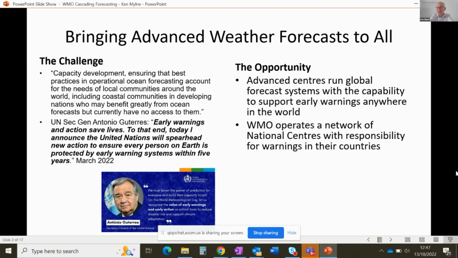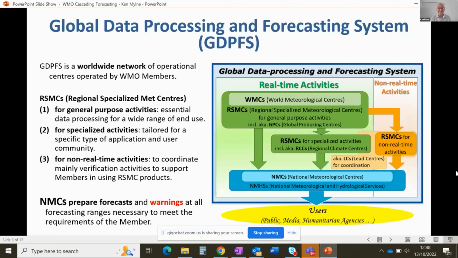The opportunity that we have to address that is that advanced centers, the big national Met services around the world, run global forecast systems with the capability to support early warnings anywhere in the world. And WMO operates a network of national centers, in other words, the national meteorological centres, with responsibility for warnings in their countries. So it's bringing those two together to try and provide a service everywhere. Now, this is done under what we call the Global Data Processing and Forecasting System, which is essentially a worldwide network of operational centres operated by WMO members.